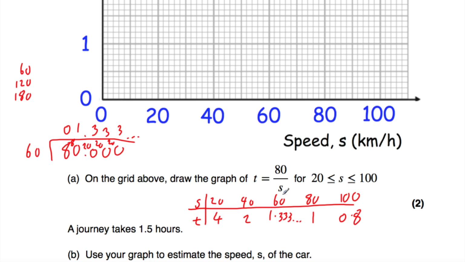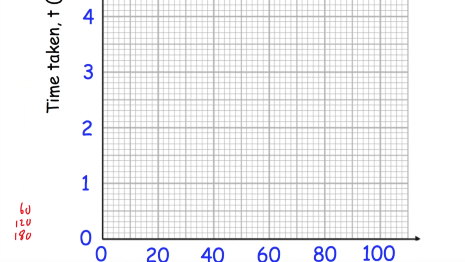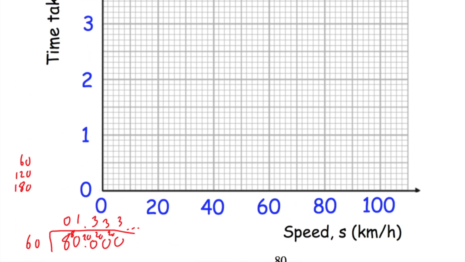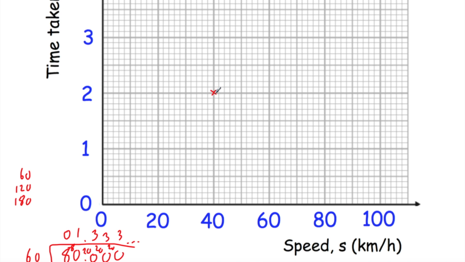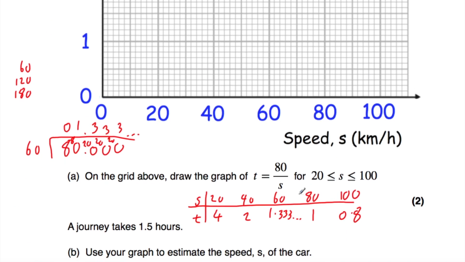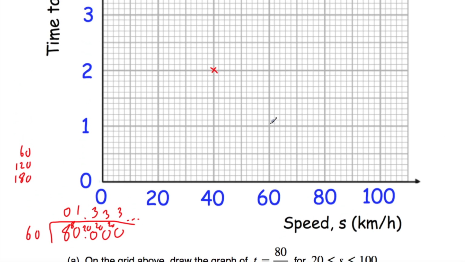So 20 across, 4 up would be there. 40 across, 2 up would be there. Next, 60 across, 1.3 recurring up. Now let's just check what we're going up in. 1, 2, 3, 4, 5, 6, 7, 8, 9, 10. We're going up in 0.1s. So it's going to be 1, 1.1, 1.2, 1.3. There's 1.4. So 1.3 recurring would be about there somewhere.